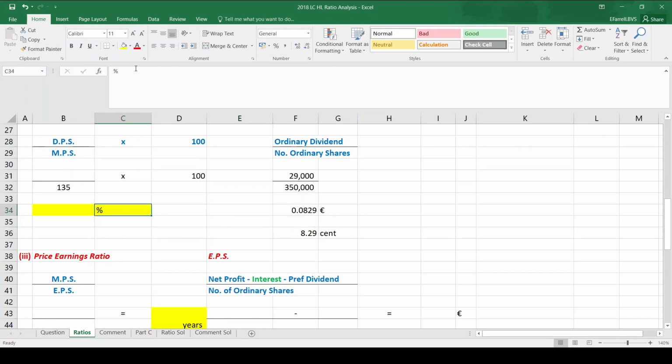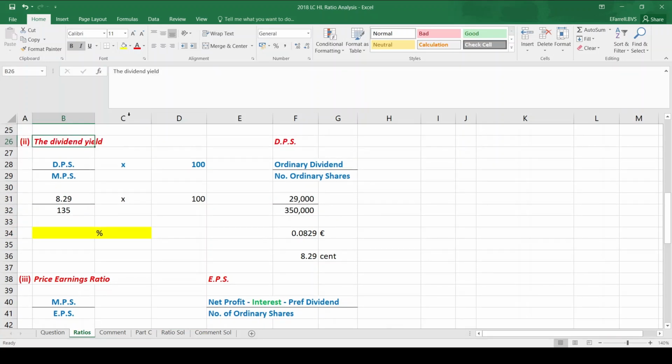Okay, so now I know my dividend per share is 8.29. So to work out my dividend yield, I'm just going to get my dividend per share, which is 8.29, divided by my market price per share, which is 135, and to get it as a percentage, I'm going to multiply it by 100. So that works out to be 6.14%. Now with all of these, you usually would round off to 2 decimal places.